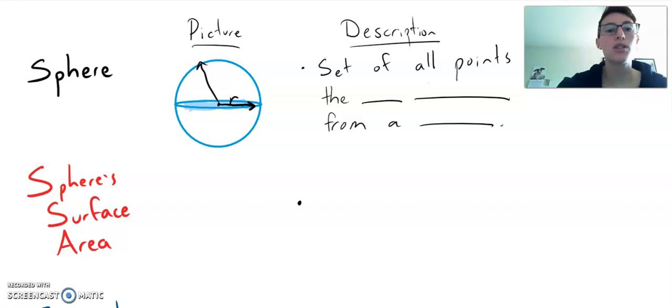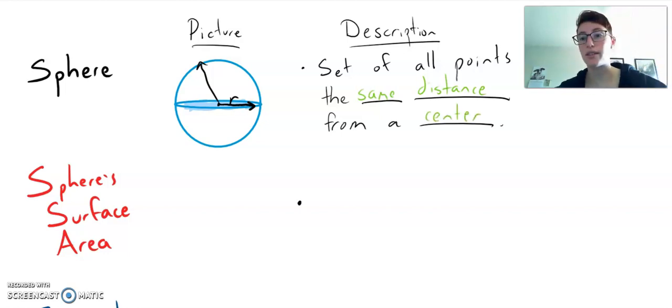It's a set of all points, or a collection of all points, that are the same distance from a center. A good way of thinking about this, since I have my props handy, ooh, I want a good color.